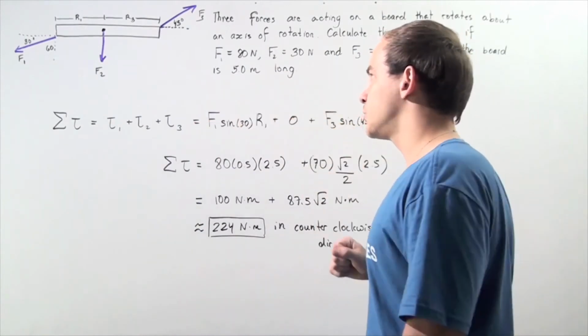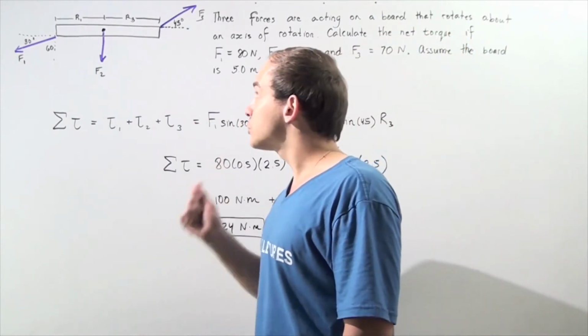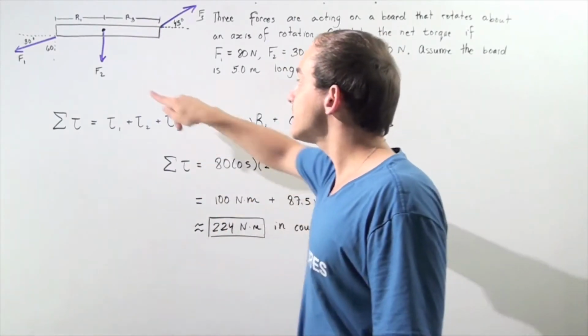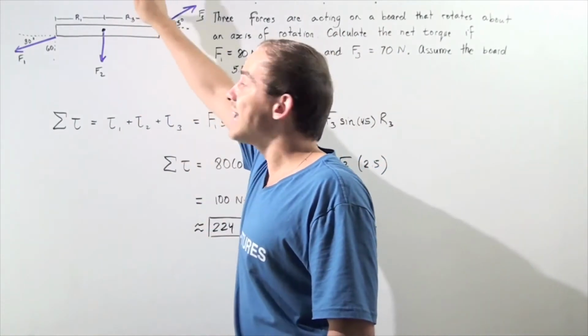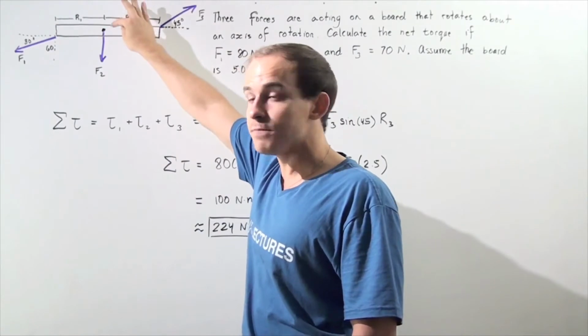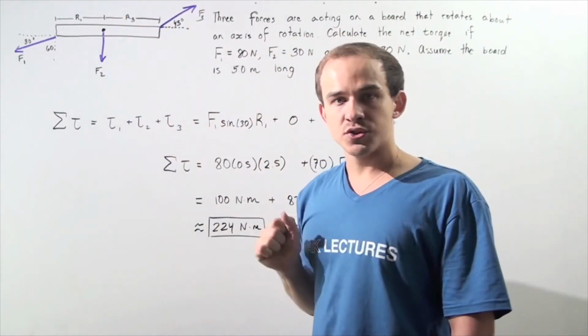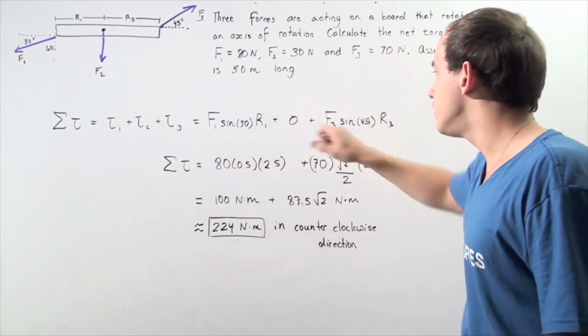What about torque 2? Well, notice torque 2 has a lever arm of 0. And that's because the force acts at the axis of rotation. So because the lever arm is 0, the torque is also 0. So torque 2 becomes 0.